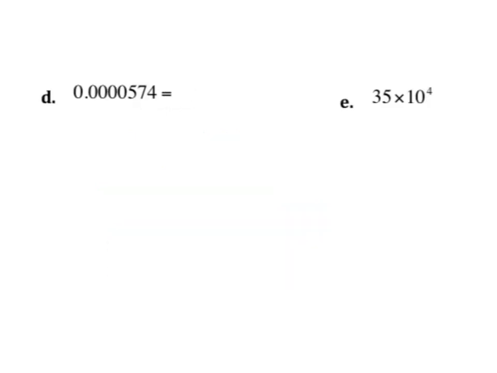All right, let's take a look at our next problem. We have 0.00000574. Now we need to look at this, and again, that first number has to be greater than or equal to 1, less than 10. So I would place my decimal place right here, because 5.74 is going to be greater than or equal to 1, less than 10. So that becomes my first number.